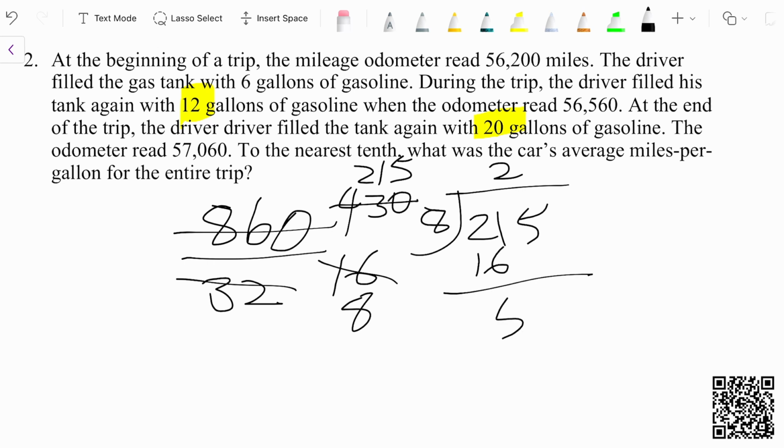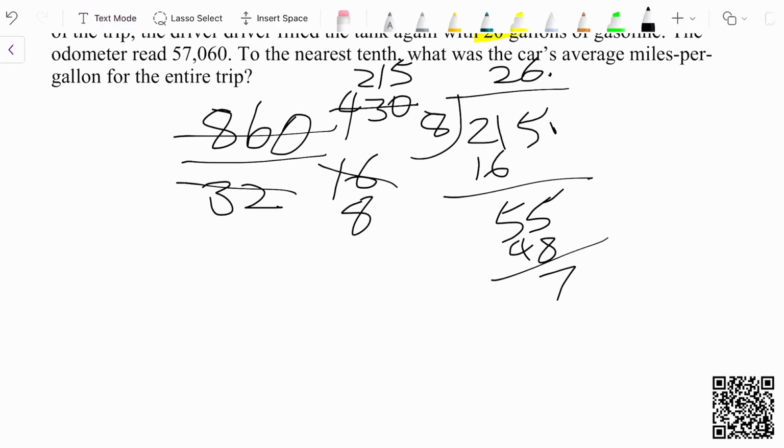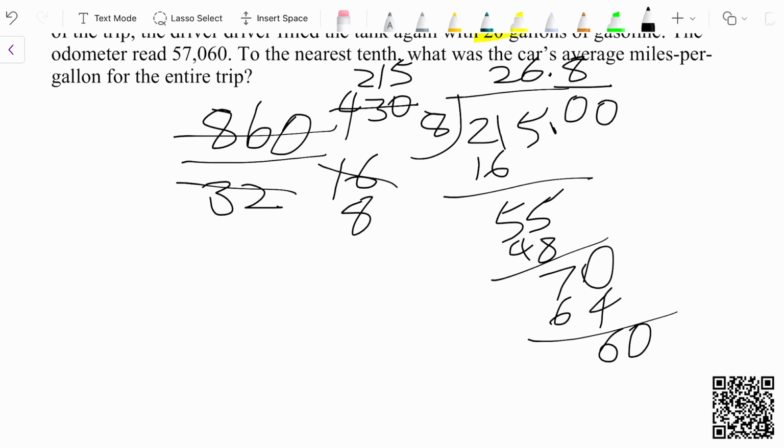2, 16, 4, 5, 55. Since 6 times 8 is 48, 7, point, then zeros. 8 times 8 is 64, 6, 0. Now 7 times 8 is 56. Since the 7 is greater than 5, and it's asking for the nearest tenth, we don't need to go any further. Since the hundredths place is over 5, we add 1 onto the tenths place, so 26.9.